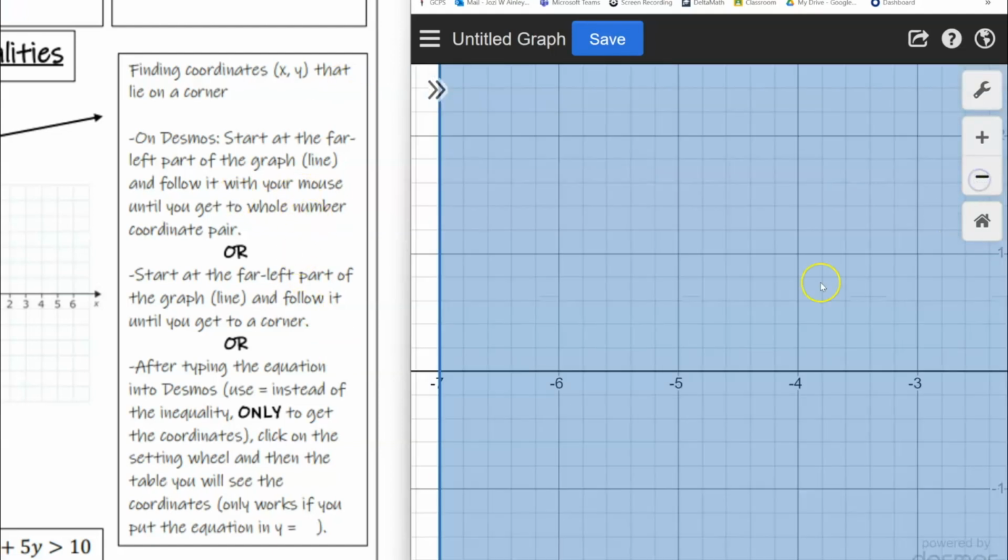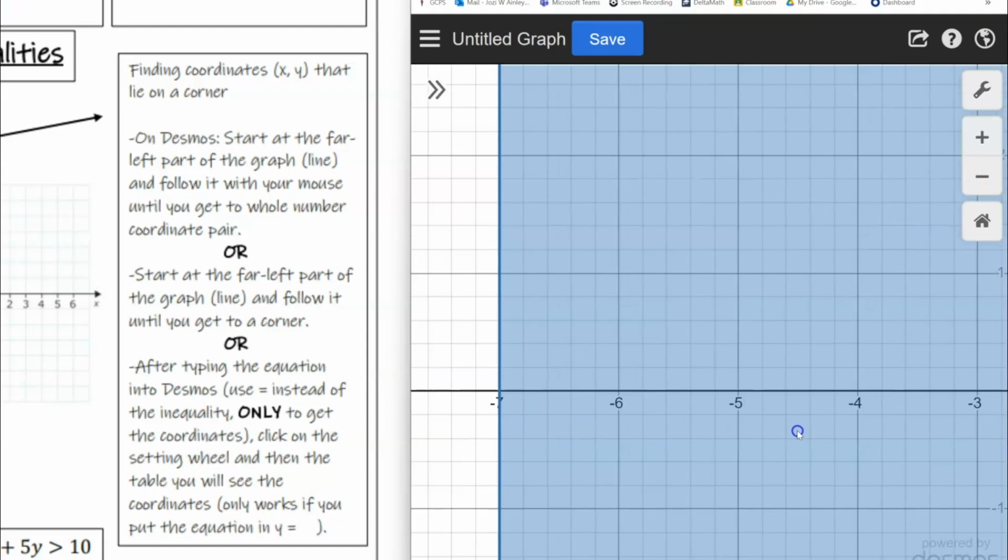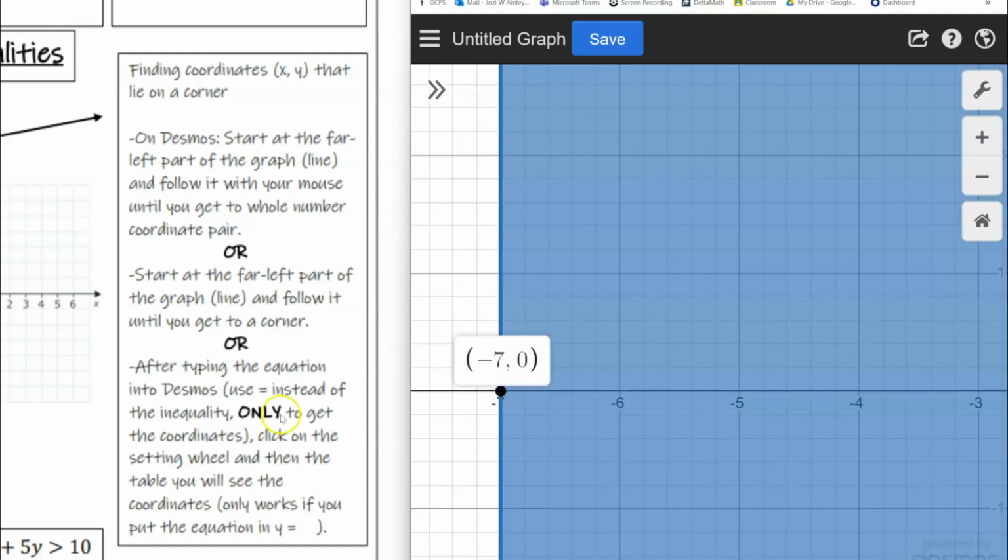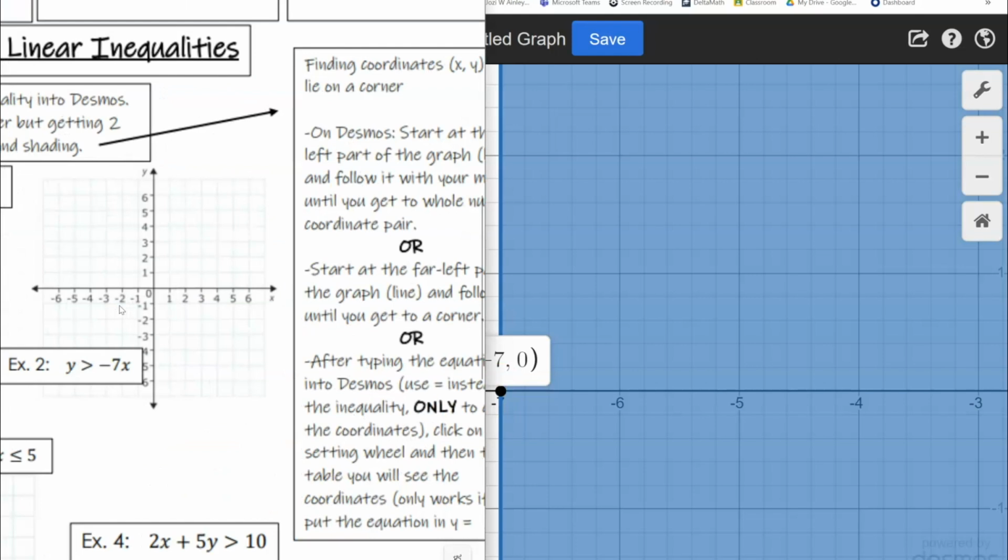I'm going to zoom out so that it goes up by 1. You see how it's going up by 1. So if it goes through the x-axis, just go to it. That's going to be the easiest thing. So it says start on the far left of the graph, follow it with your mouse until you get to a whole number. This is a whole number. Or until you get to a corner, whichever one.